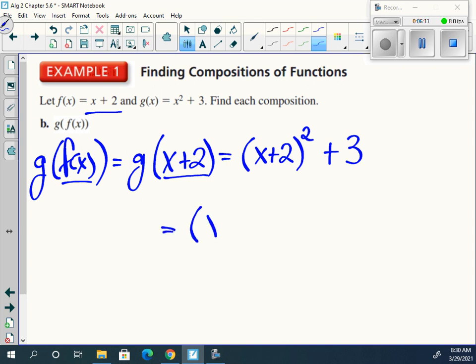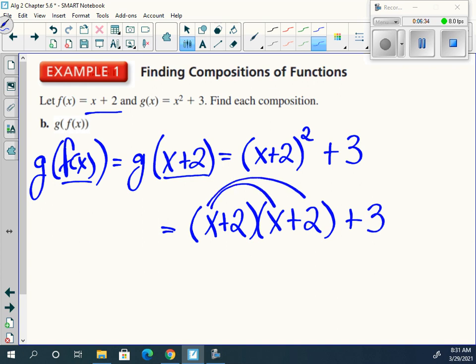Well, x plus 2 squared is the same as x plus 2 times x plus 2. And yes, I know that I can kind of see that thought in your head. We're going to have to multiply these out. We're going to have to simplify this all the way down. So let's go on and do that.